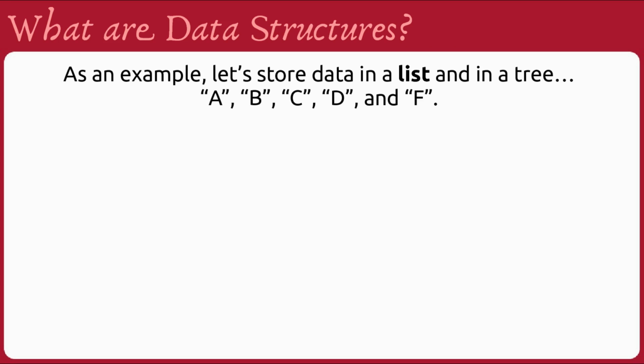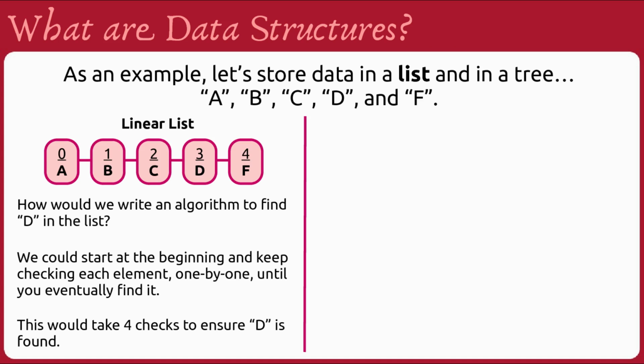As an example, let's store data in a list and in a tree. We'll store A, B, C, D, and F. How would we write an algorithm to find D in the list? We could start at the beginning and keep checking each element one by one until you eventually find it, and this would take 4 checks to ensure that D is found.